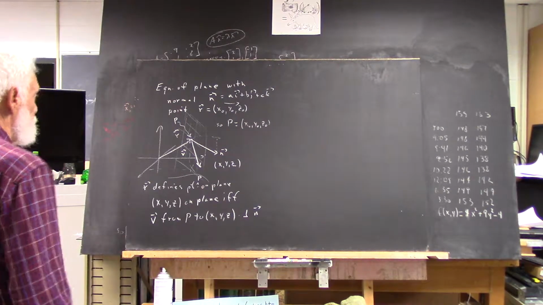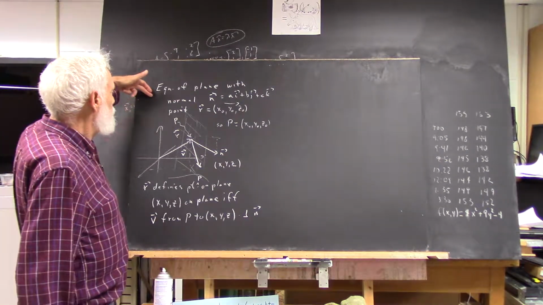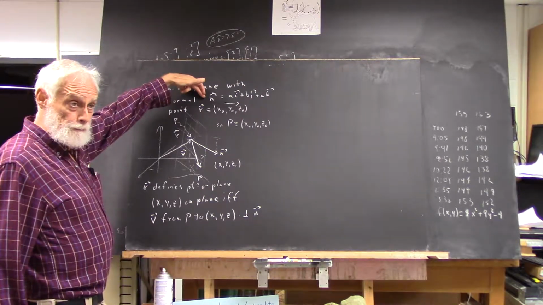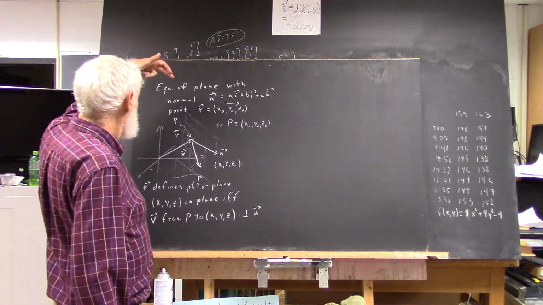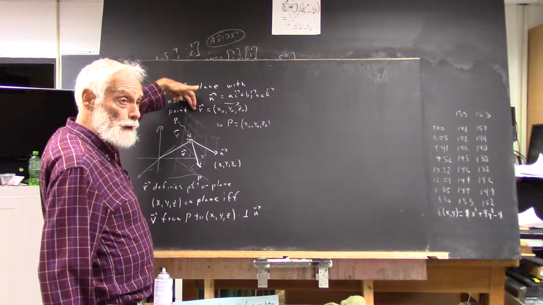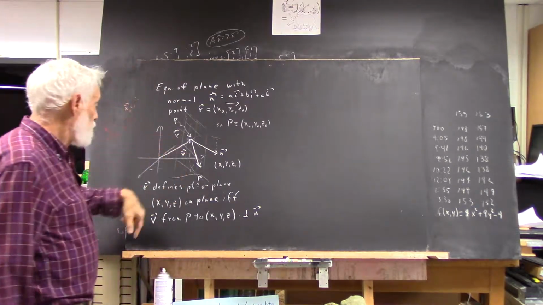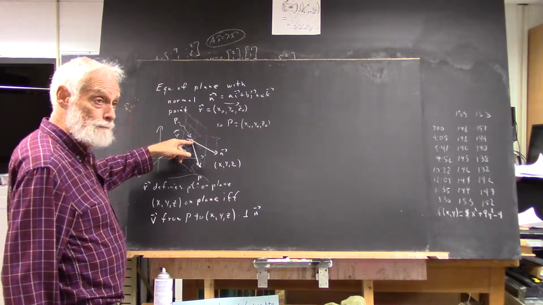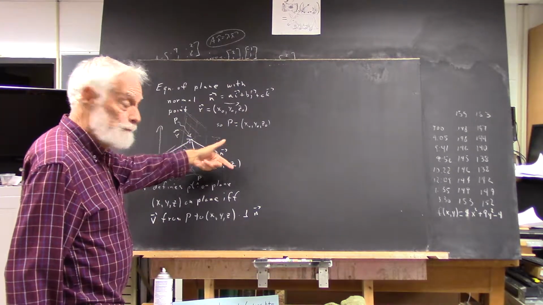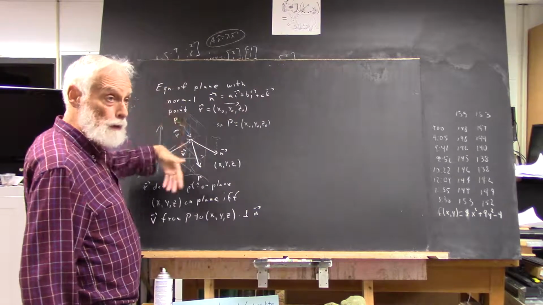Okay, there's our picture. We want the equation of a plane with a normal vector n through a point defined by a vector r. Here's a picture. Here's a vector r, and here's our normal vector. And this represents our plane.